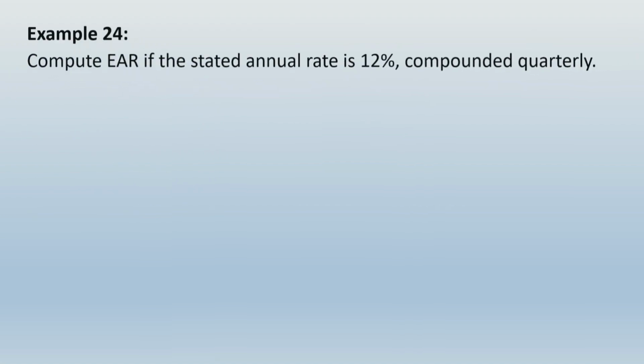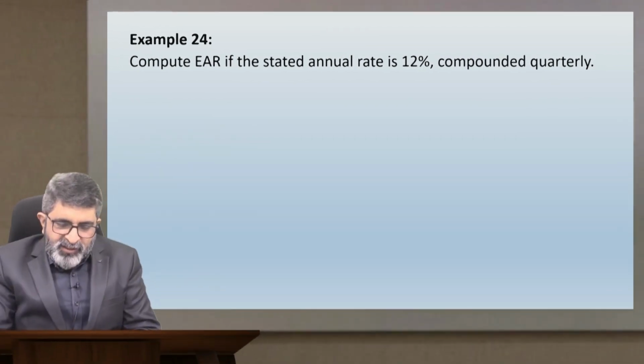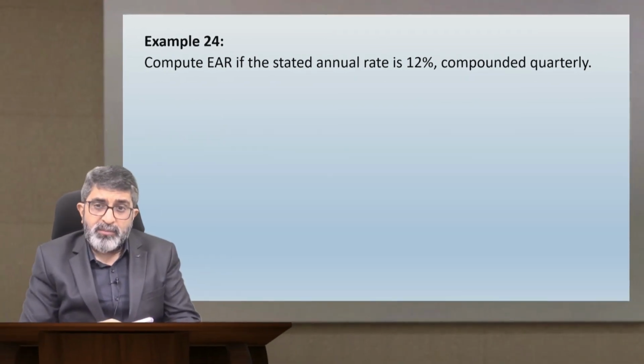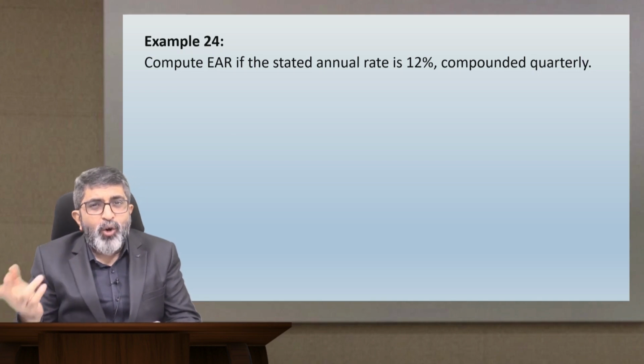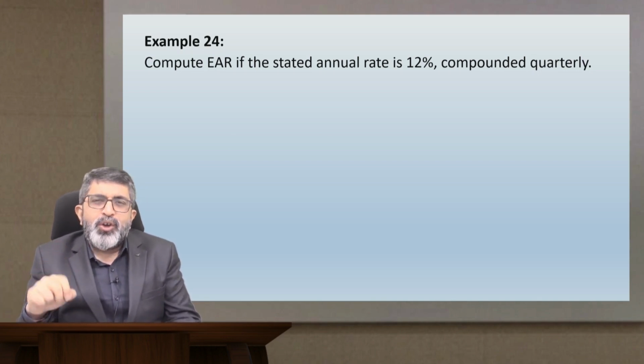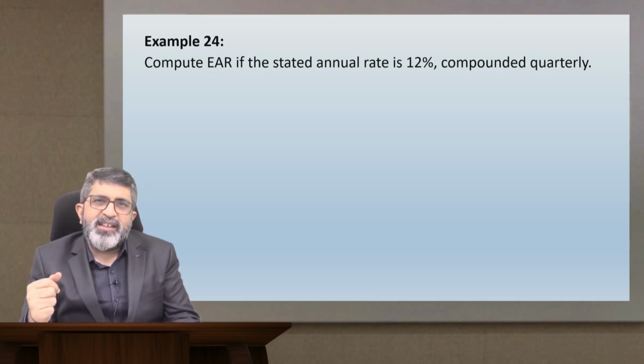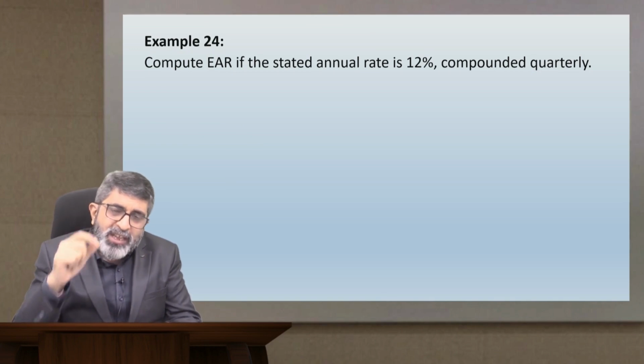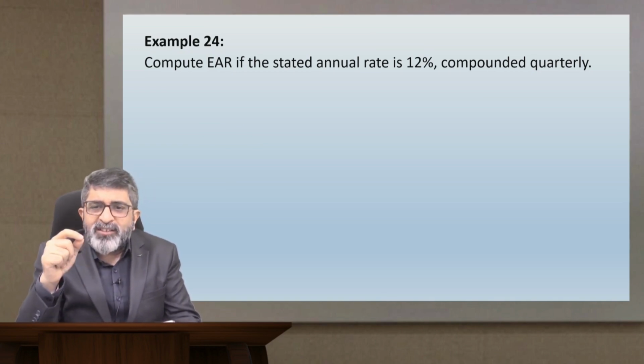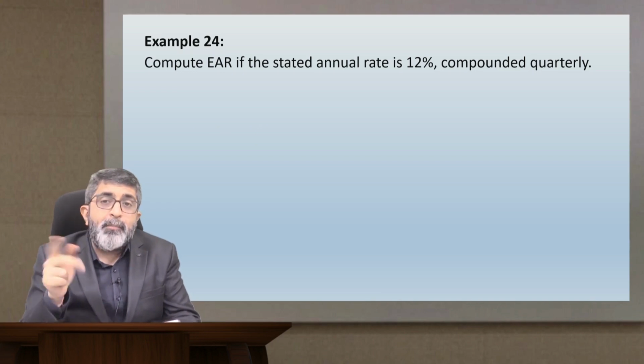It says compute EAR. We know one thing, that EAR stands for effective annual rate. If the stated annual rate is 12% compounded quarterly. Now let me explain this to you. How would you do this calculation? The questions ahead, all the questions I am not going to solve for you. You will have to try it out on your own. Over here I am definitely giving you some guidance. Let us read the example once again. It says compute EAR, that is effective annual rate, if the stated annual rate is 12% compounded quarterly.